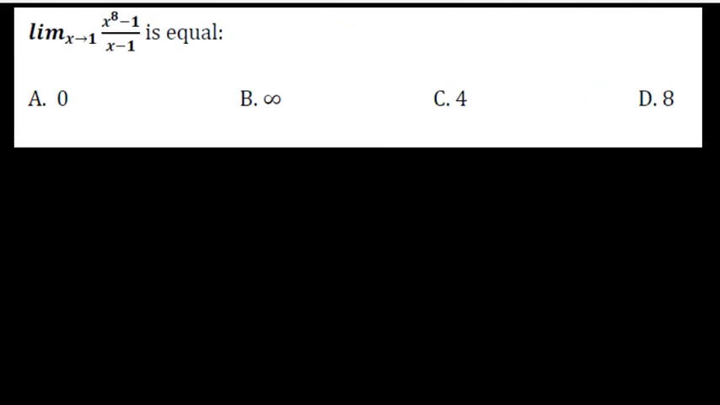Okay, the next question is a limit. It says the limit of (x to the power of 8 minus 1) over (x minus 1) as x goes to 1. So the denominator x minus 1 has to be cancelled out. The numerator has to be factorized and x minus 1 has to be removed. Otherwise, if you substitute 1 directly, it will be 0 over 0. Impossible. So let's think of x to the power of 8 minus 1. We can write it as (x to the power of 4) squared minus 1 squared.